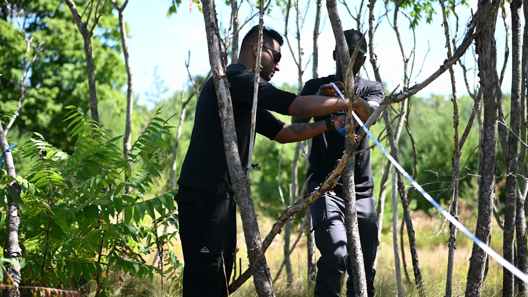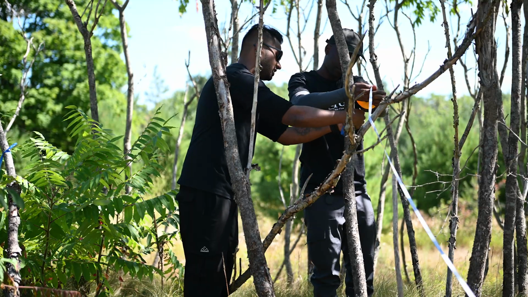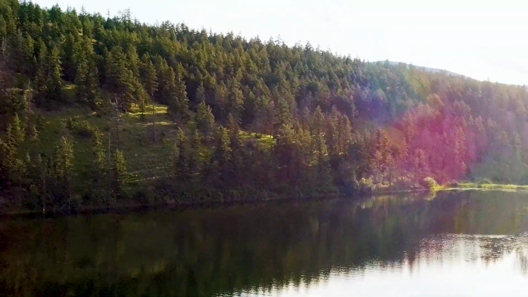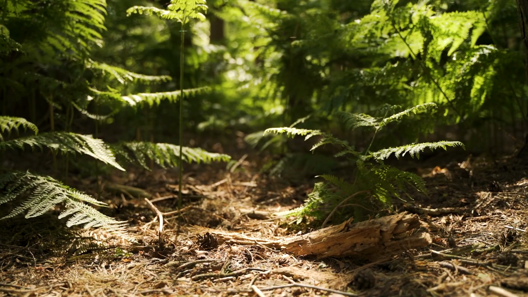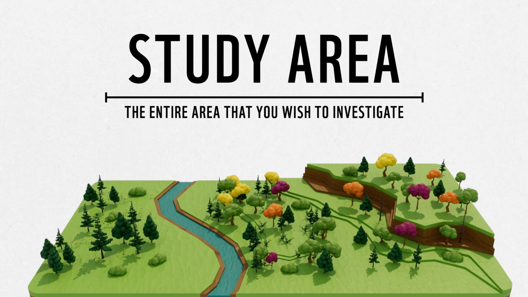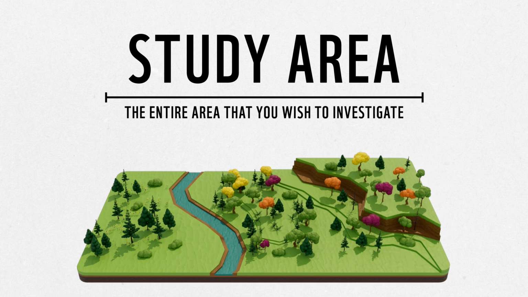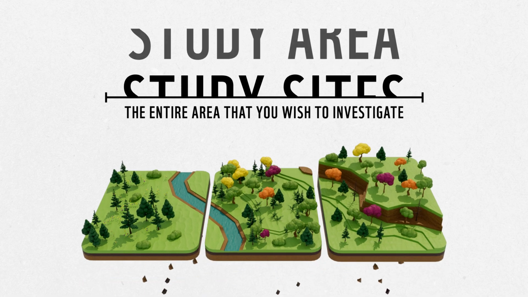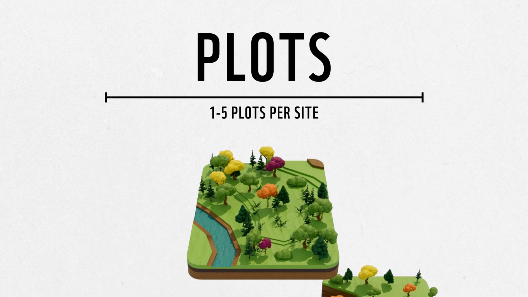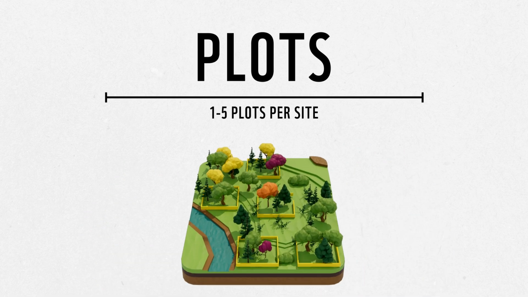A carbon pool is a system that has the capacity to store or release carbon. Examples include soils, plants, and the air. To keep things organized, your project area is divided into different parts. The study area is the full area where you want to estimate carbon. It might include a mix of ecosystems like forests, wetlands, or grasslands. Within that, you choose study sites, smaller areas where you'll collect data. And finally, inside each site, you have plots. These are the exact spots where sampling takes place.